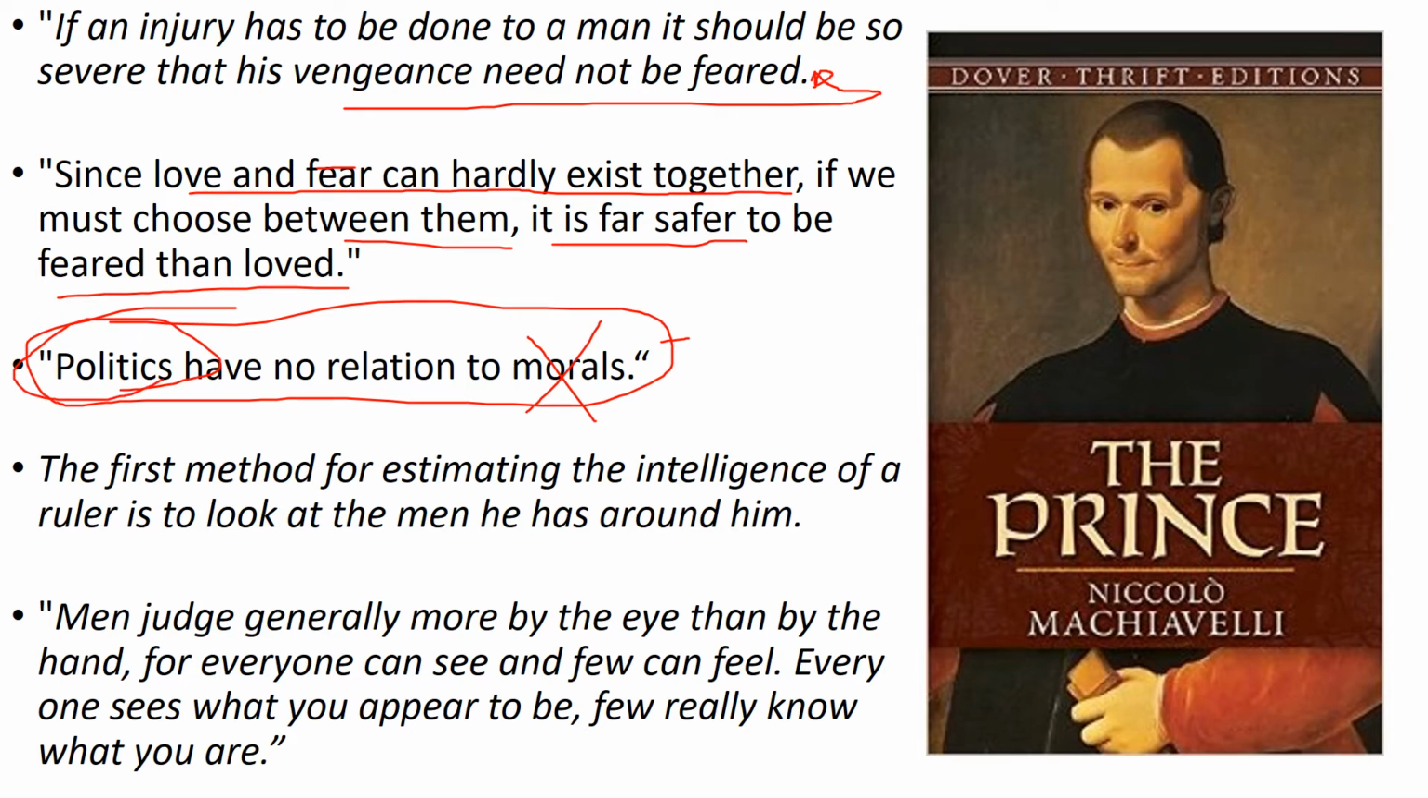"The first method for estimating the intelligence of a ruler is to look at the men he has around him." If he has nothing but fools and sycophants around him, people who are just yes men, who will tell him whatever he wants, he's probably not a very intelligent ruler. If he has intelligent people around him who will question his decisions, he's wise enough to realize he doesn't have all the answers. "Men judge generally more by the eye than by the hand, for everyone can see and few can feel. Everyone sees what you appear to be, few really know what you are."